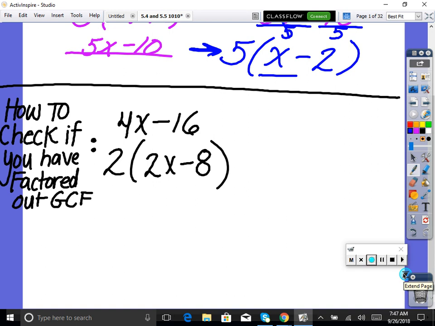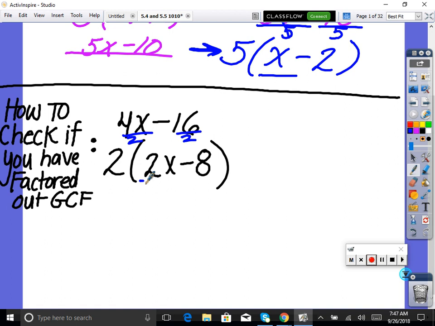Okay, so now here's one quick check. This is really good to recognize. Here's how to check if you have truly factored out the greatest common factor. So looking at 4x minus 16, let's pretend, just for kicks and giggles, that I didn't pull out the greatest common factor. Let's say I pulled out a 2. So then I would divide by 2, divide by 2. That would give me 2x minus 8.